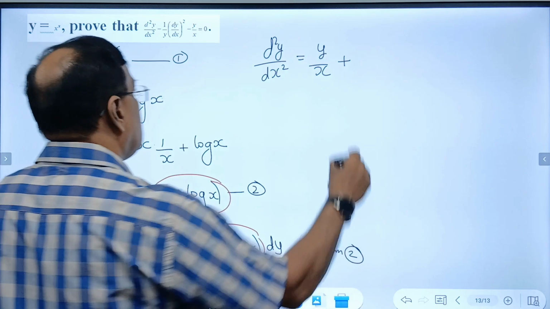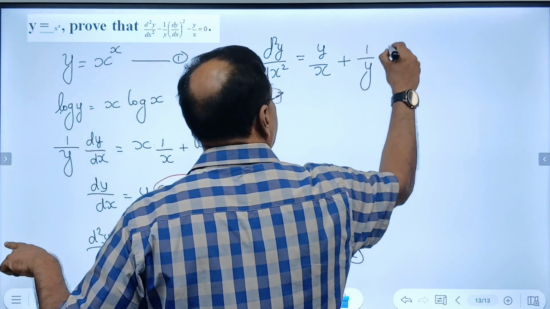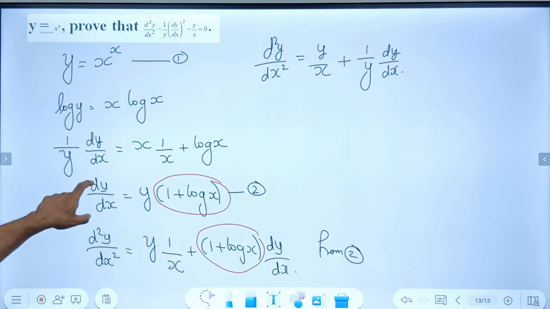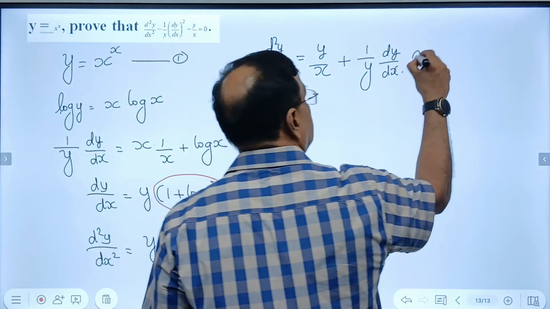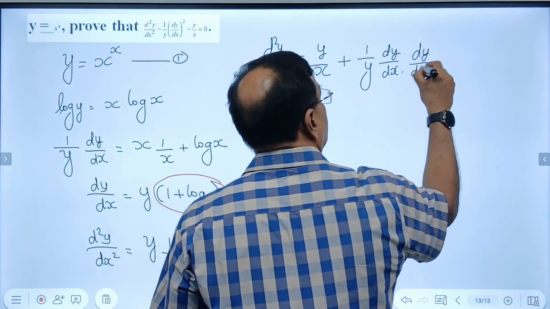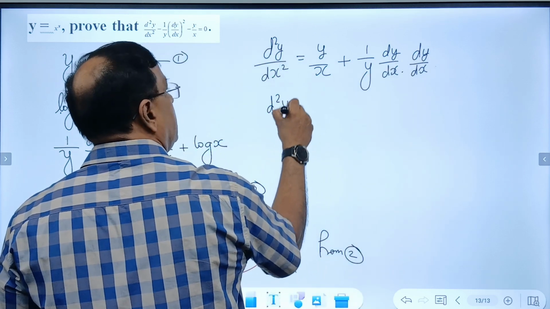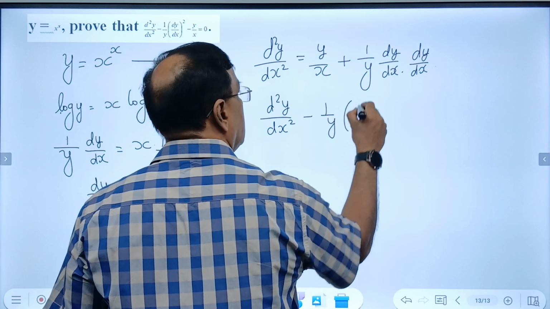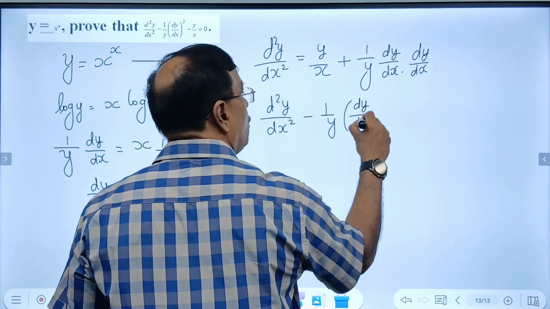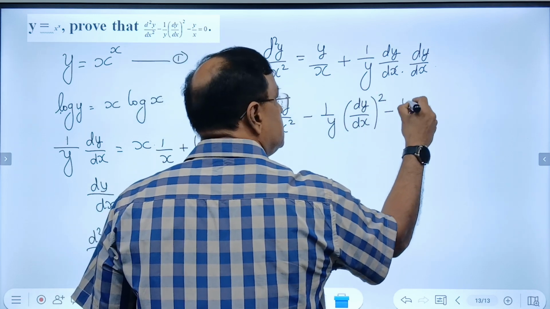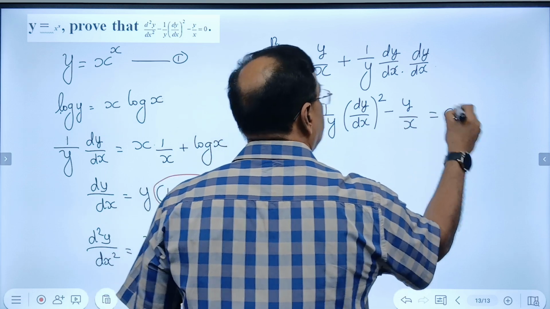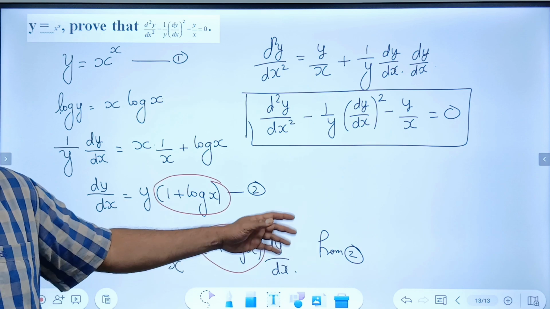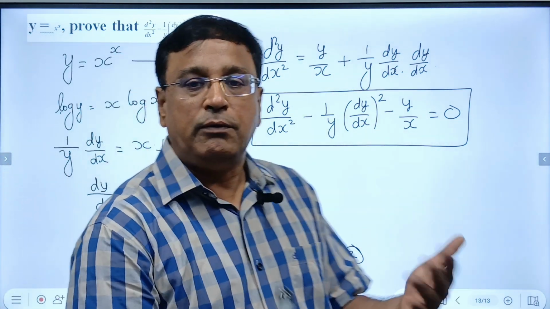So from 2, look at 1 plus log x. I have d square y by dx square equal to y by x plus, what is 1 plus log x? 1 plus log x will be 1 by y dy by dx, 1 by y dy by dx into dy by dx, correct? So this will be d square y by dx square minus 1 by y dy by dx the whole square minus y by x equal to 0. This is exactly what I need to prove. Very, very, very important type of question.